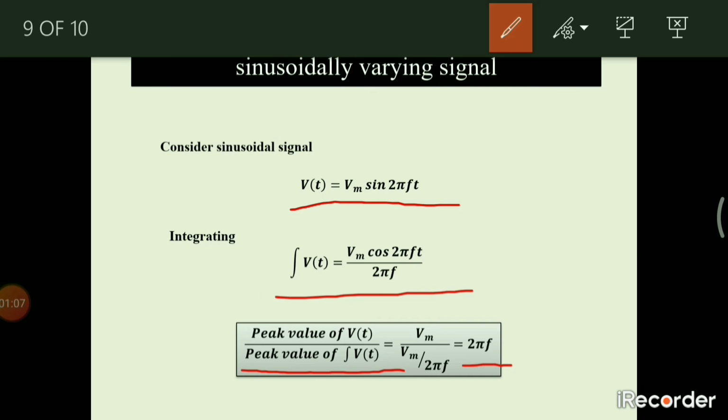I'll repeat. Consider a sinusoidal signal v of t. So v of t is nothing but Vm sine of 2 pi ft. Our interest is to find out the f value, that is frequency. So take the integration of that signal v of t. So we'll get Vm cos of 2 pi ft divided by 2 pi f. So after taking the ratio, we'll get 2 pi f.